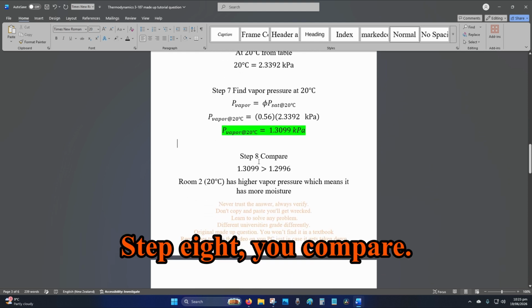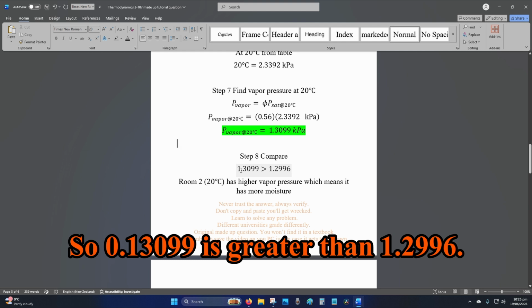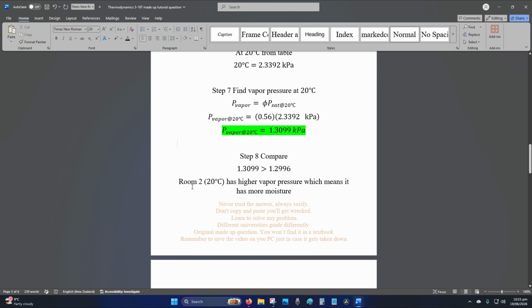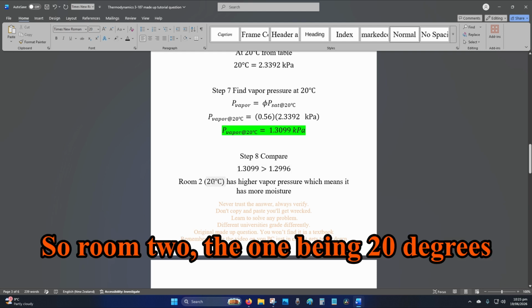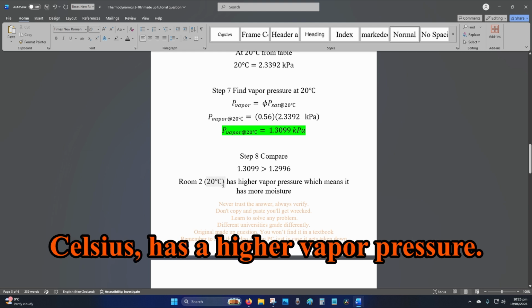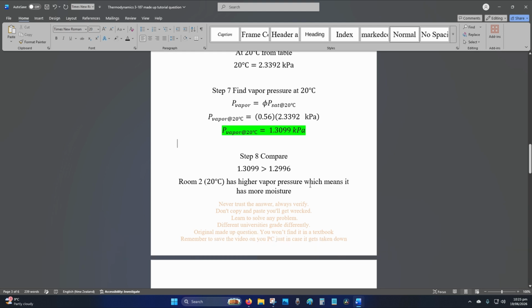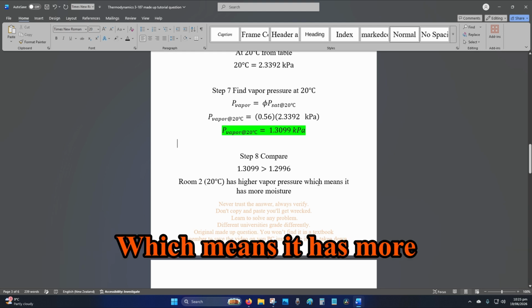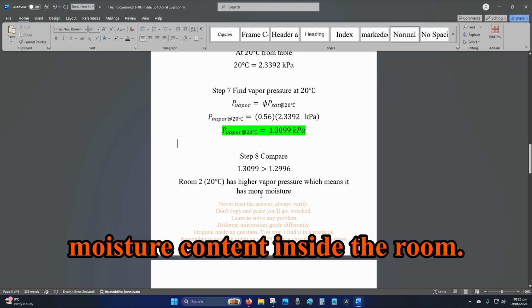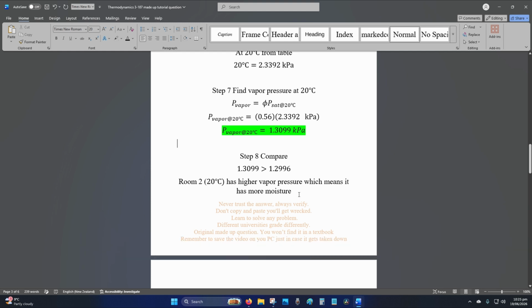Step 8, you compare. So 1.3099 is greater than 1.2996. So room 2, the one being 20 degrees Celsius, has a higher vapor pressure, which means it has more moisture content inside the room.